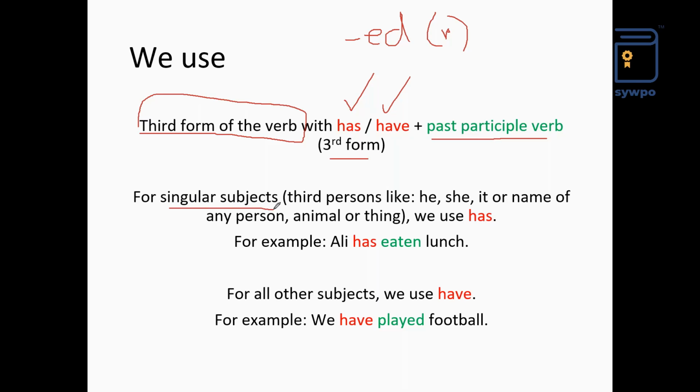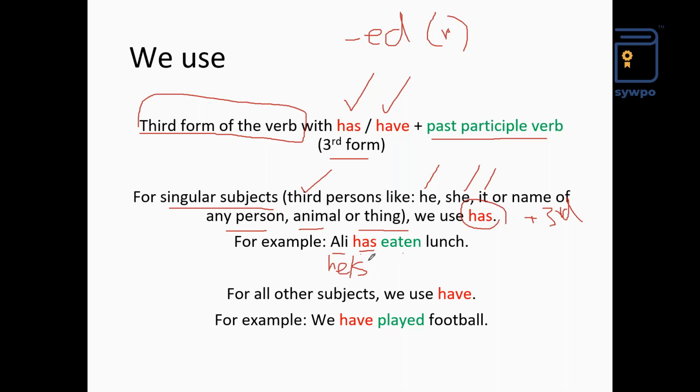You have singular subjects which are third person singular, he, she, or it, or name of any person, animal, or thing. If you have this, then we use has, and after has we use the third form. Okay, use the third form. So for example, Ali has eaten lunch. Ali is one person who is not you, who is not me, who is a third person and singular. That's why we are using has. If I say he, the answer will remain the same.